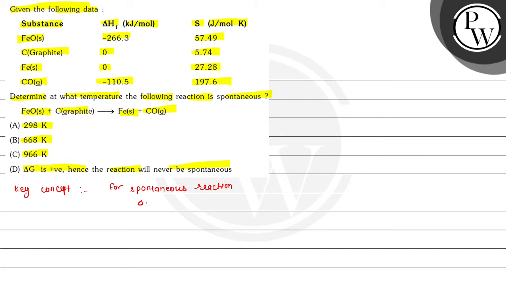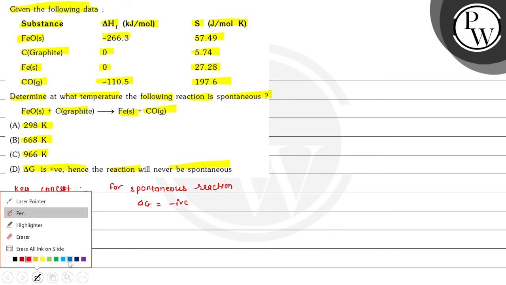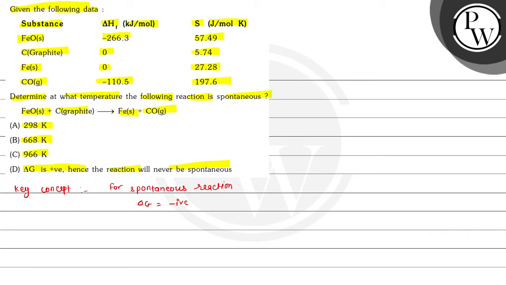del G must be negative. So if the del G is negative here, then we can calculate that firstly we know that del G is equal to del H minus T del S. So here in this the data of change in enthalpy and the entropy is given.